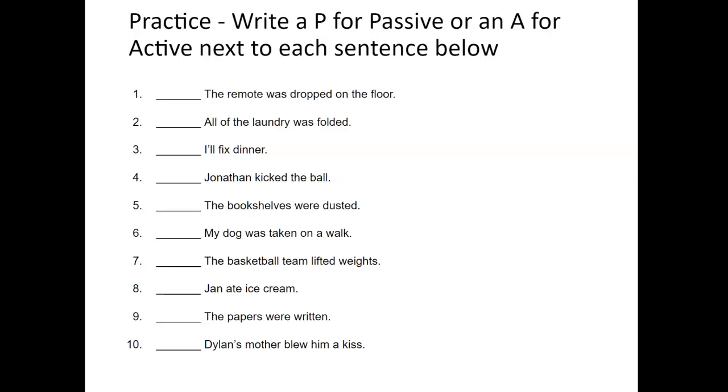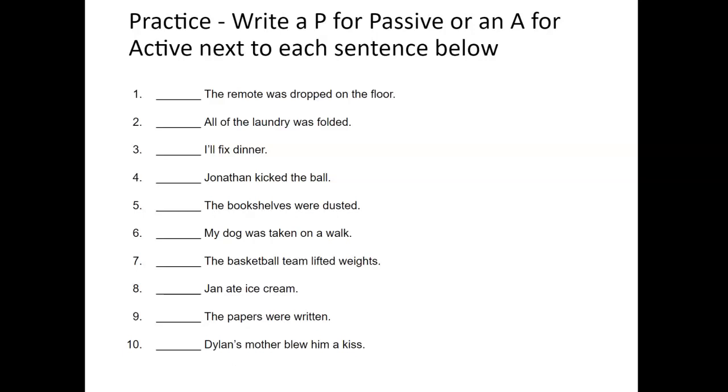Number two, all of the laundry was folded. Active or passive? Number two is also passive. We could add "by zombies" at the end and it would make sense. All of the laundry was folded by zombies. That sentence is passive.